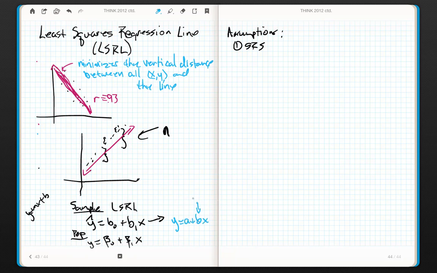We know that this guy right here is going to be the slope and that this guy right here is going to be the y-intercept. Okay, it works standard issue. You're just going to have to be able to tell your calculator what you're looking for.